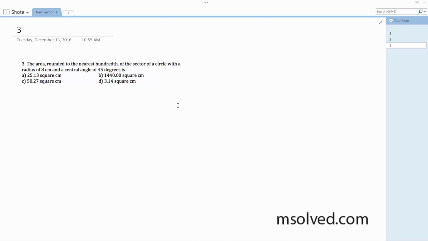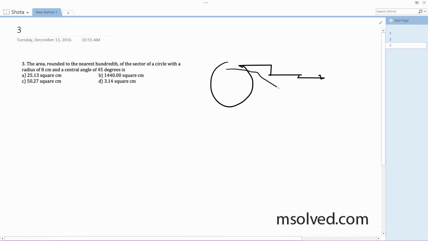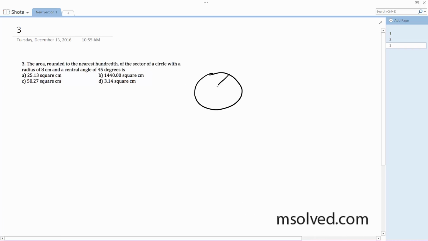We have a sector of a circle, and we want to find the area of it. So it's going to look something like this. All right, see if I can get started here. So it's going to look something like this. Fill this in. All right, so the area is equal to 1 half r squared theta.